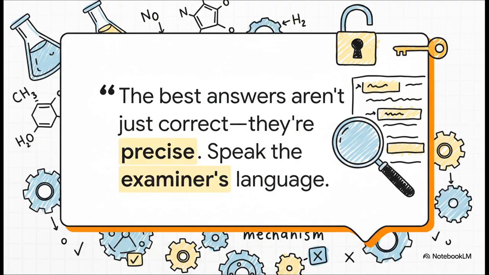So, what's the ultimate takeaway here? The best answers, the ones that get the top marks, aren't just correct. They're precise. They use the specific keywords and phrasing that the mark scheme is looking for. By understanding how you're being marked, you're not just learning chemistry, you're learning to speak the examiner's language. And honestly, that is the secret to cracking the code.